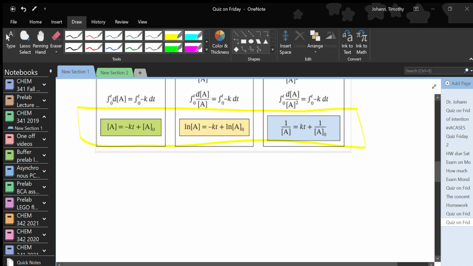All right. The important thing about this, though, and we love to do this in chemistry, is that all of these equations are equations of straight lines. This is equal to y is equal to mx.